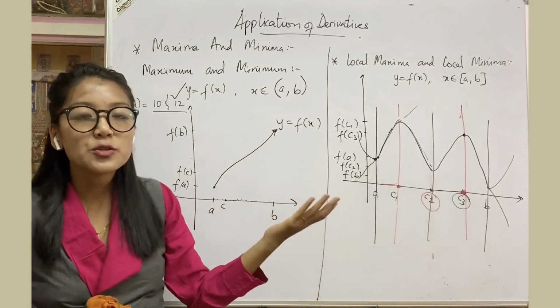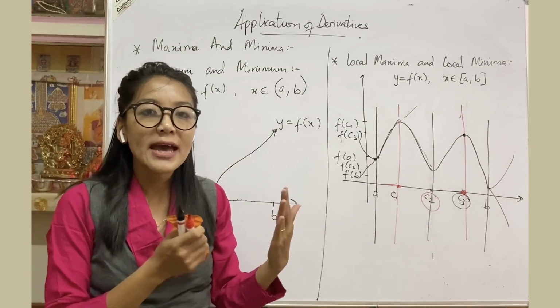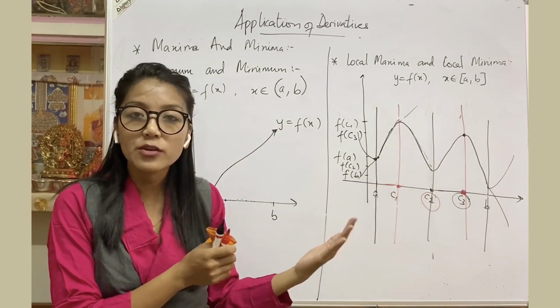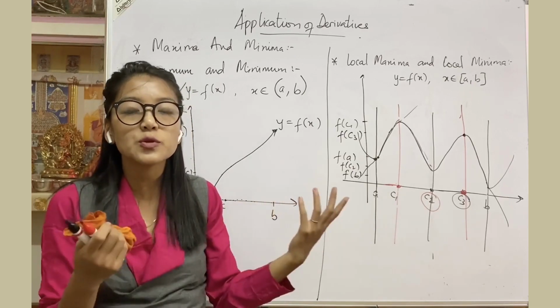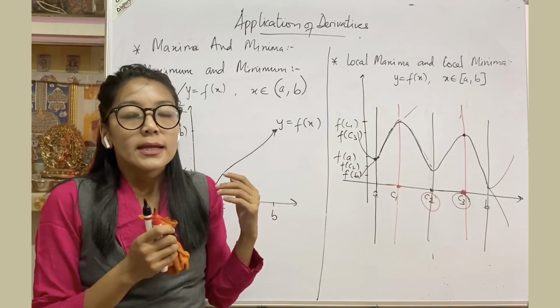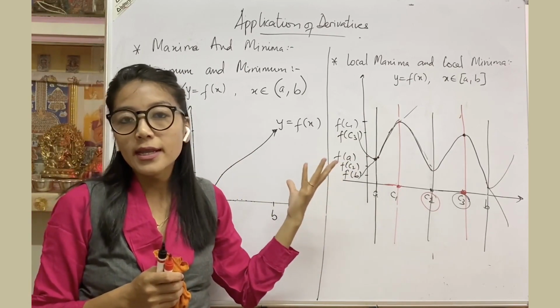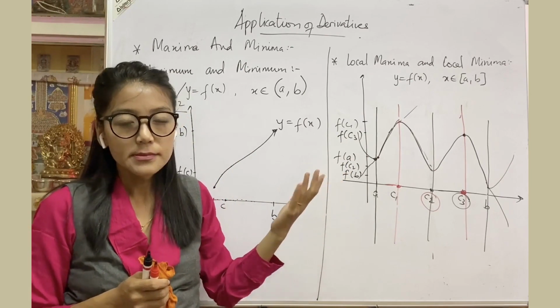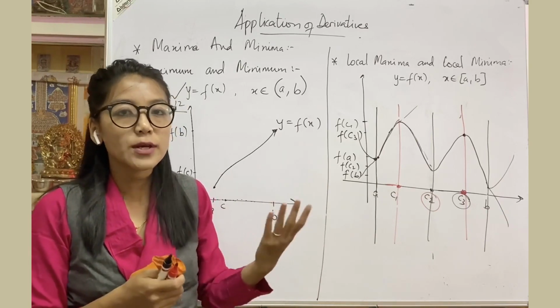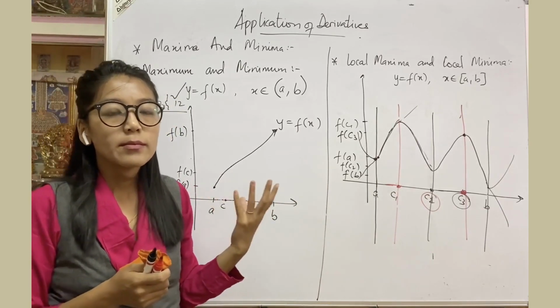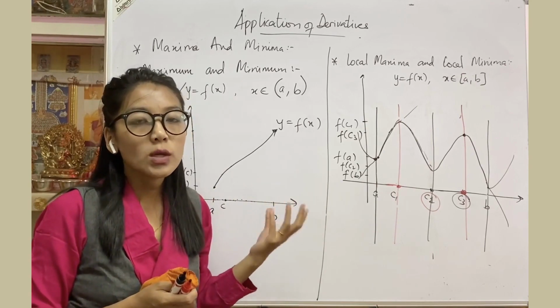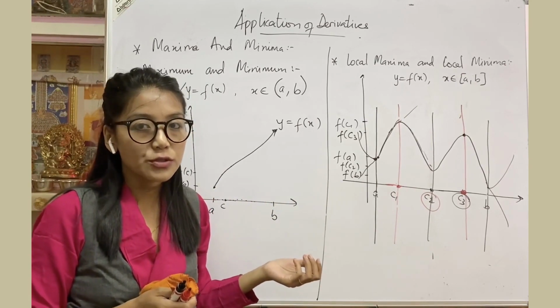What is the difference between the maximum and minimum value of the function and the local maximum and local minimum value of the function? So you should know the difference between these two. Now, till now we have not made any application of derivative here. We were just studying the types of functions, how we get the maximum and minimum, and how we get the local maximum and local minimum value of the function.